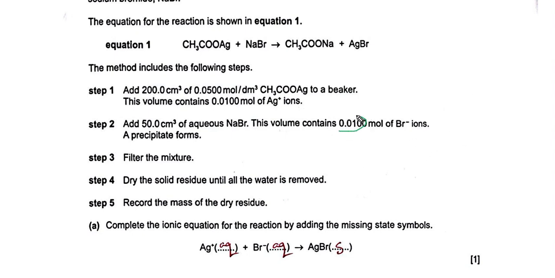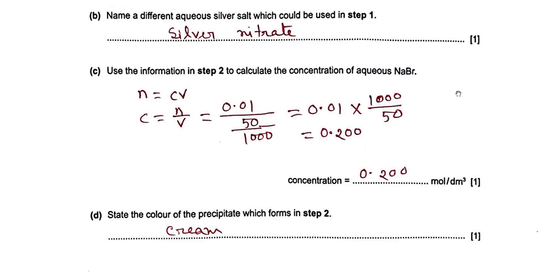Here the number of moles is given, 0.01, and the volume is given, 50 centimeter cube. So 50 centimeter cube is converted to dm cube by dividing by 1000, and the moles are 0.01. So if you calculate, you get 0.2 mole per dm cube. This is the concentration.